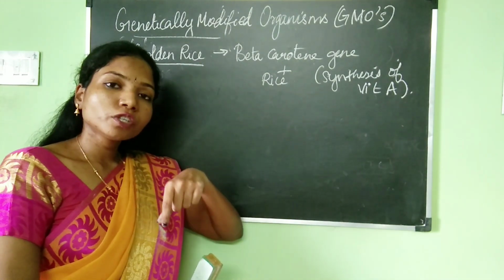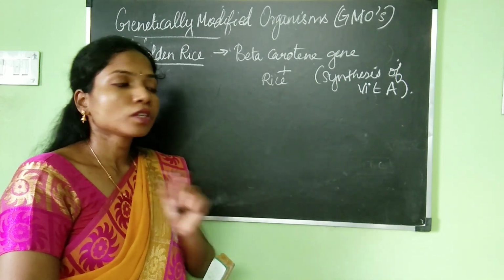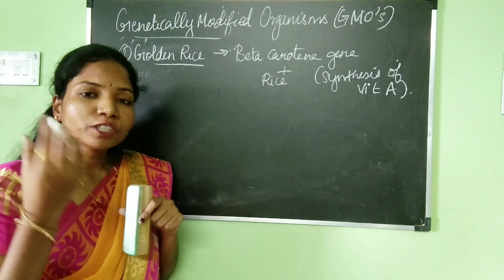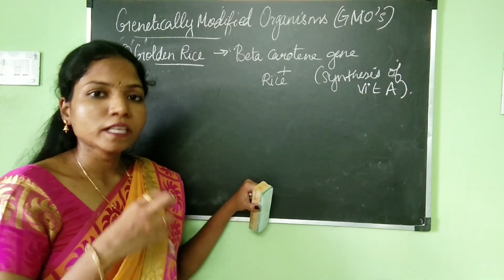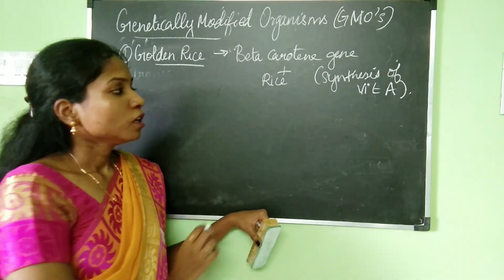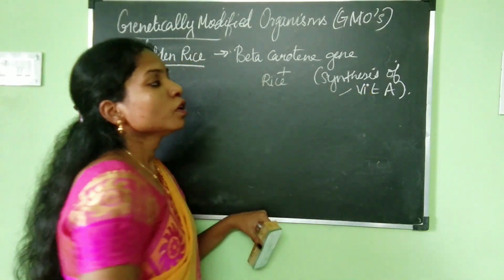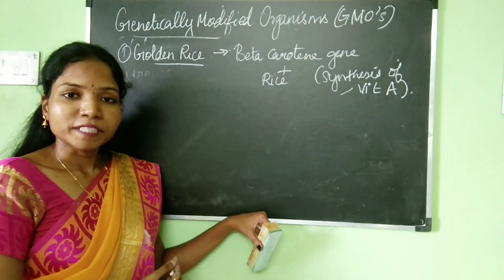And when we consume this golden rice, we will not be facing the deficiency of vitamin A. So naturally, we will be getting the source of vitamin A from our diet itself. So that is the reason for creating this golden rice. If you consume golden rice, you will not become deficient of vitamin A.